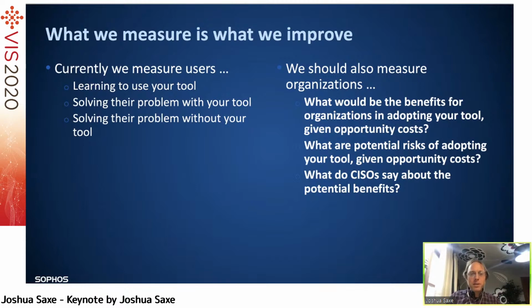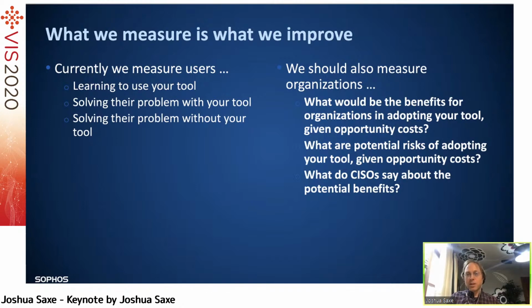Ultimately, what we measure is what we improve. We currently do a good job of measuring accuracy in many of our papers and measuring users. We measure how quickly users learn to use our tools, how well they solve a very well-specified problem with our proposed tools. And oftentimes the best papers compare that to how they solve their problems with a baseline technology or their existing tools. I think we need to keep doing that.